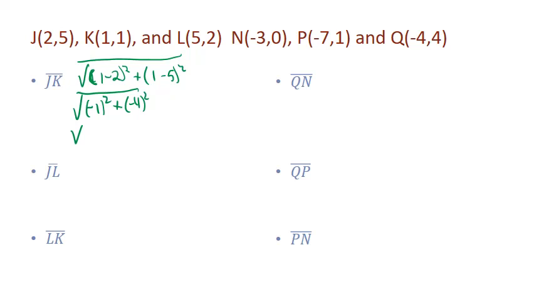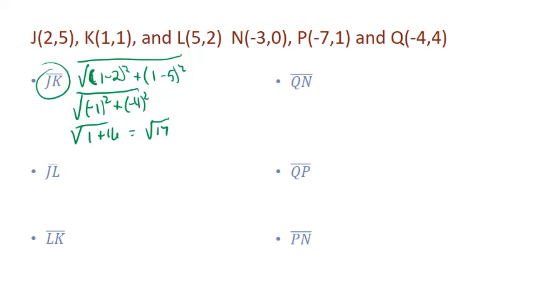And so then we've got -1 squared is 1, and -4 squared is 16. And so we've got the square root. So segment JK is the square root of 17.